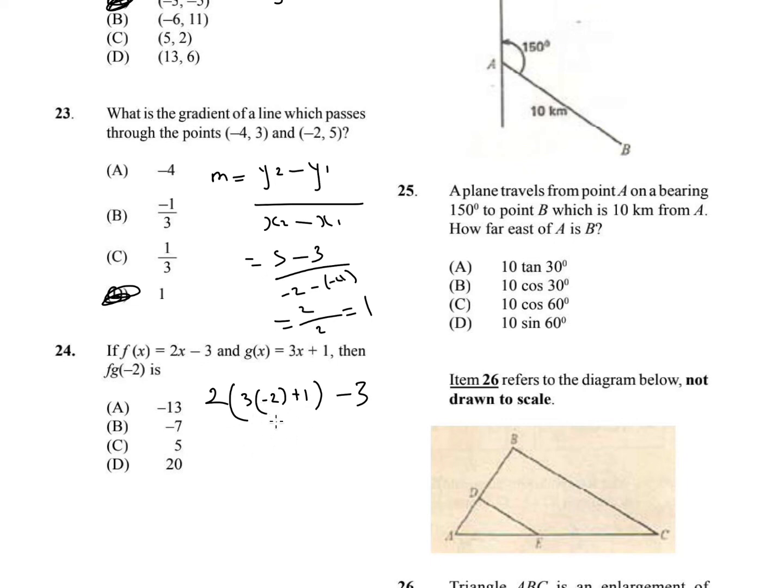So working what is in the bracket here, 3 times minus 2 is minus 6, plus 1 is minus 5. It's minus 5 times 2, minus 10, minus 3, so your answer here is minus 13. The answer for 24 is A.